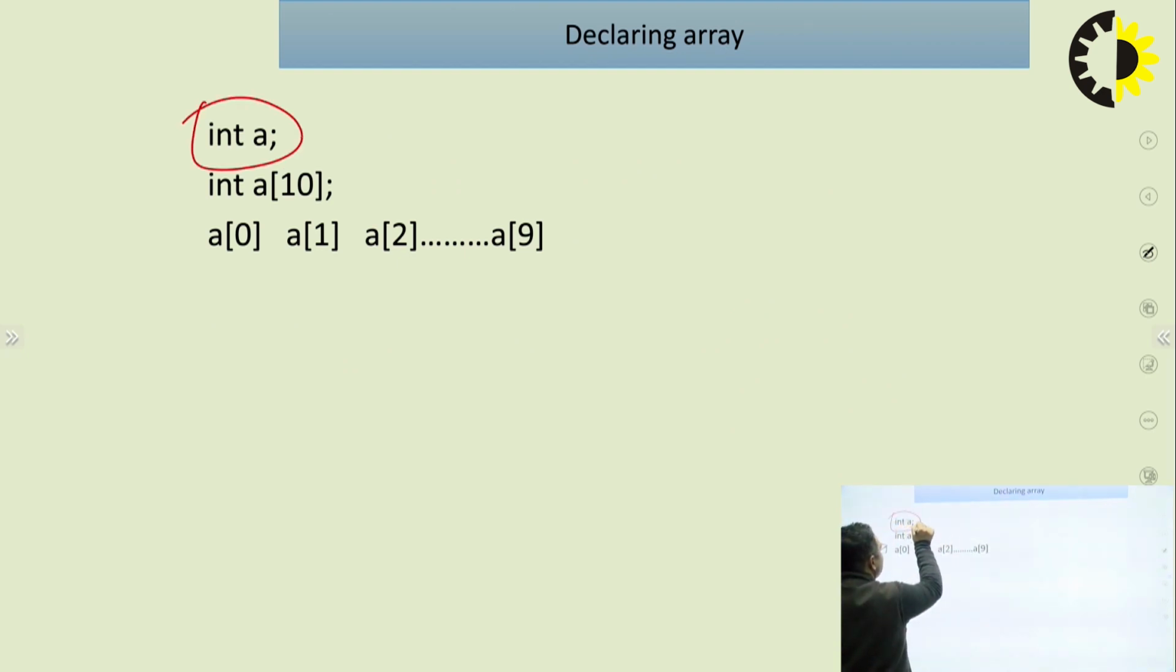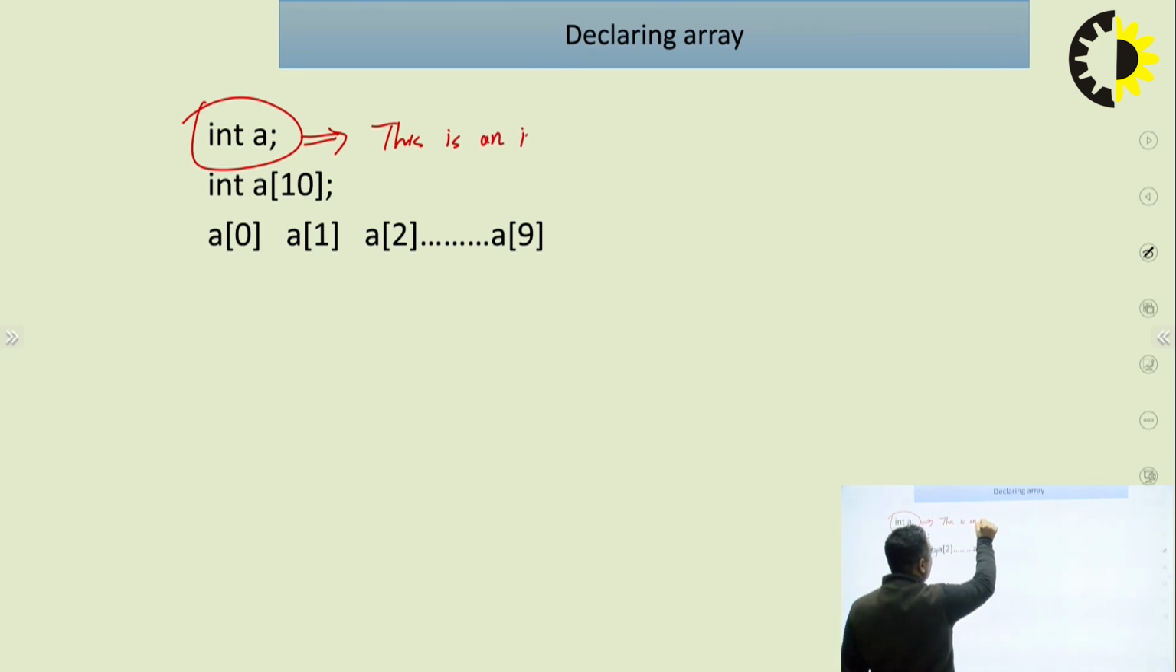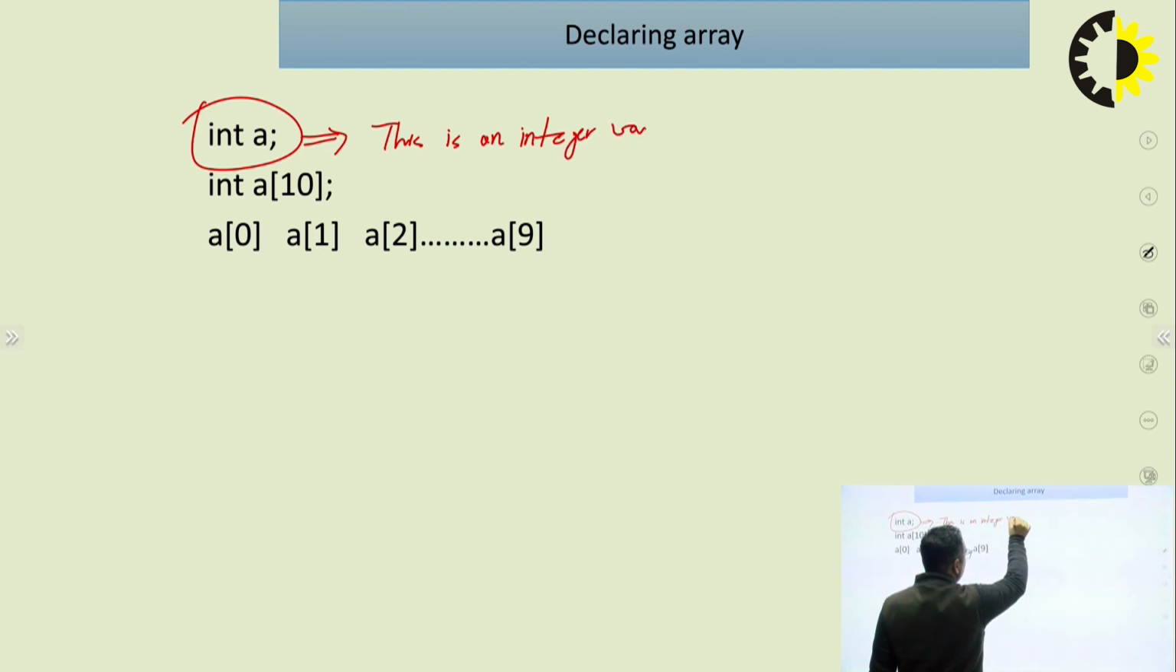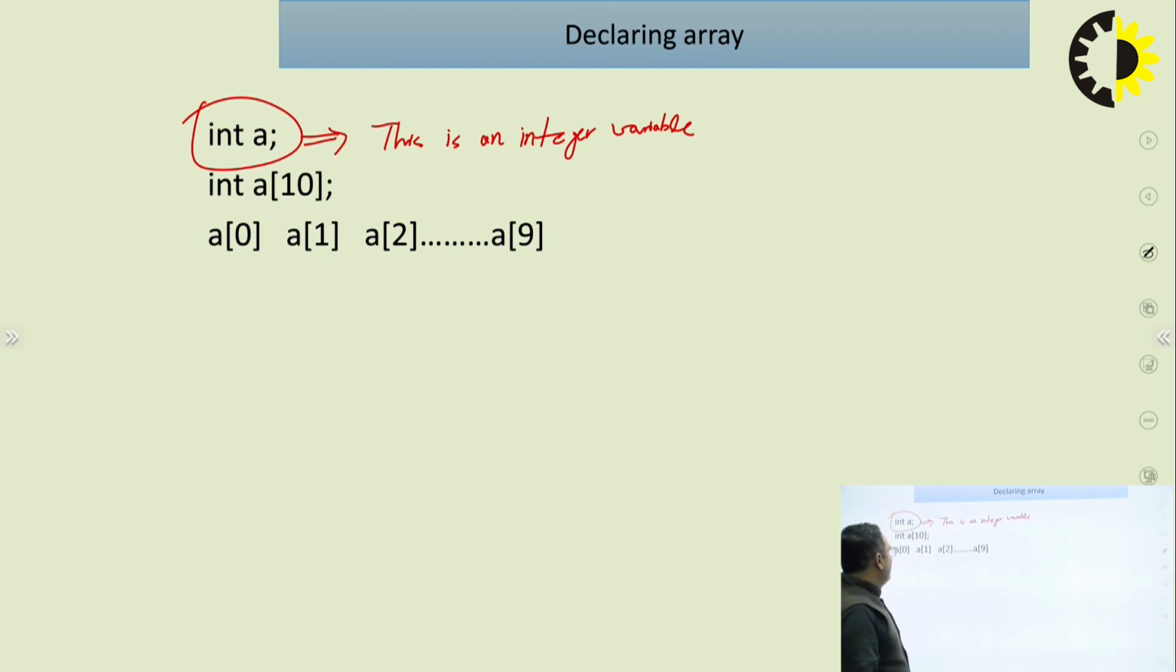This is the declaration for an integer variable, and the next line is the array of integers. So this will hold 10 different integers.